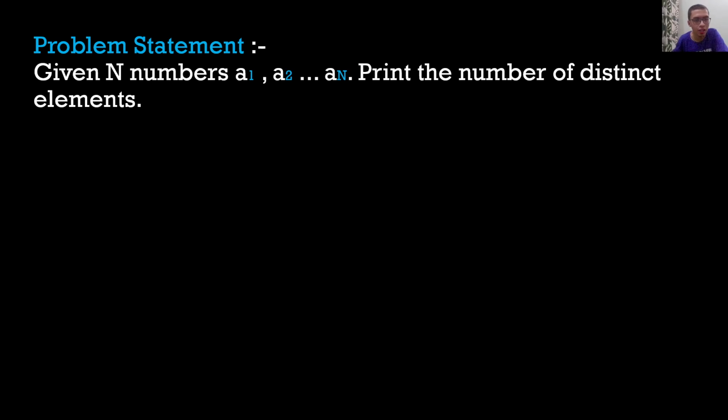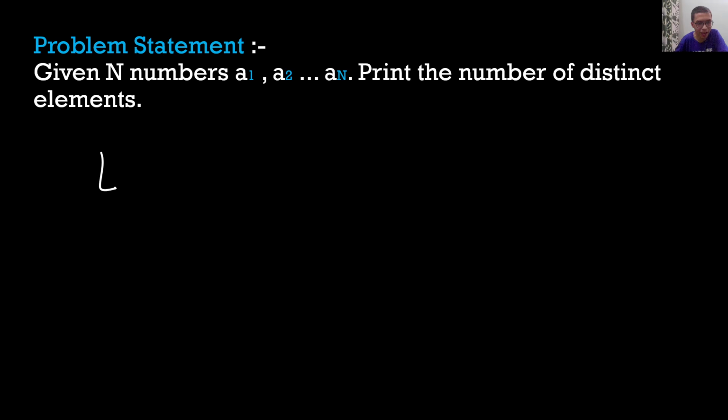Right? So let's see the first problem of this series. So here this problem statement says that given n numbers a1, a2, a3 and so on till an, simply print the number of distinct elements, right? So we have an array and we simply have to print the number of distinct elements inside this array, right?